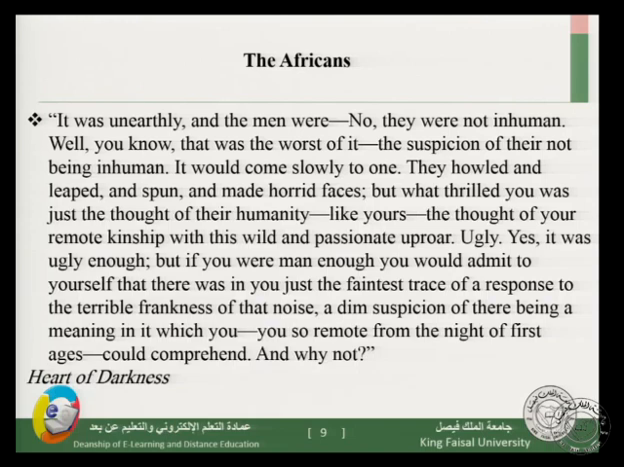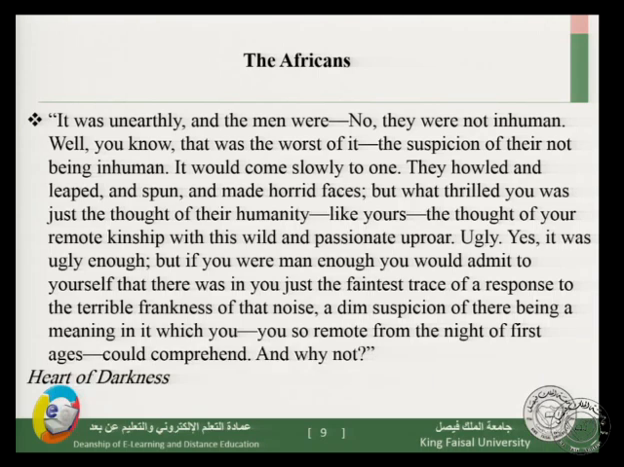Well, you know, that was the worst of it, and this describes to you how much agony Marlowe had, how much he struggled to recognize that the Africans are humans. If the suspicion of their not being inhuman, he says that was the worst of it. This suspicion that you have that, oh my God, they're not inhuman. They are human. So this is perhaps the biggest struggle that goes on inside Marlowe's self. It would come slowly to one, he says. It would come slowly. What does? It's the suspicion that they're not inhuman.